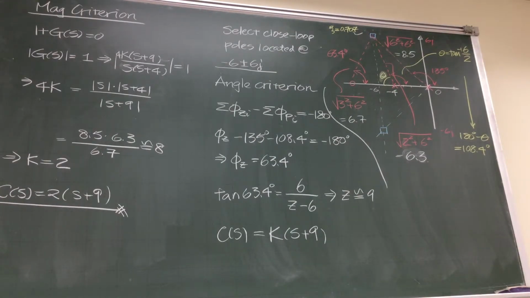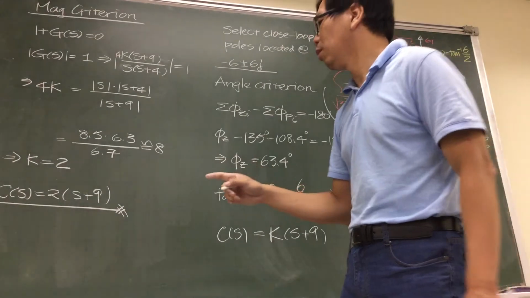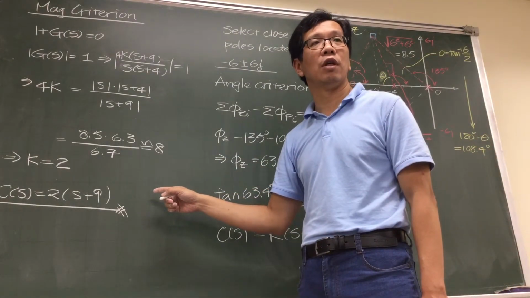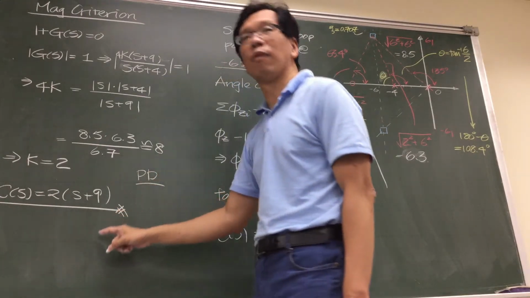I still have 5 minutes left. I'll stop right here because I don't have enough time to finish the next example. But the next example is that, the question I have for you guys, what kind of controller am I designing over here? What is the problem of this one?